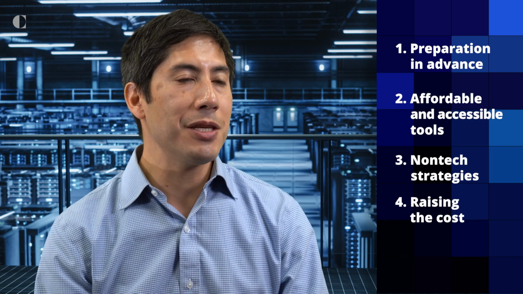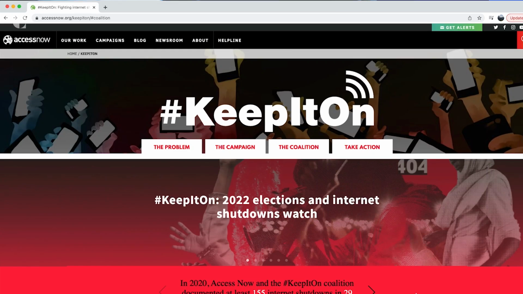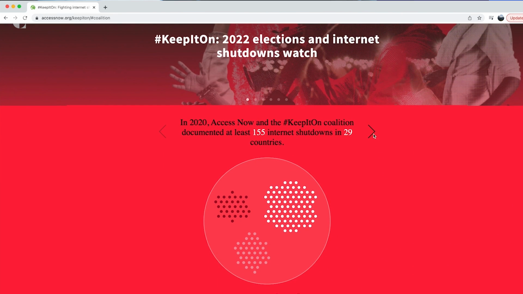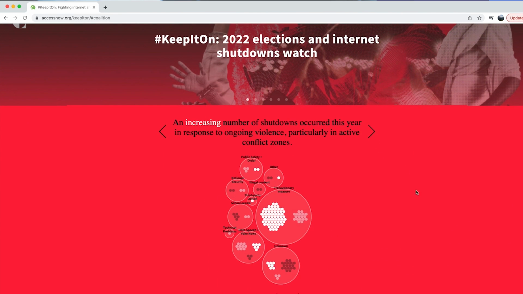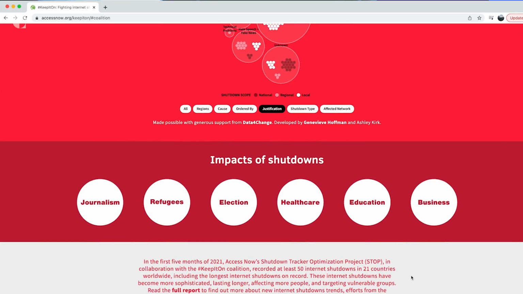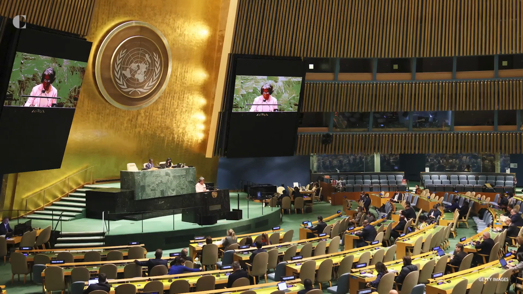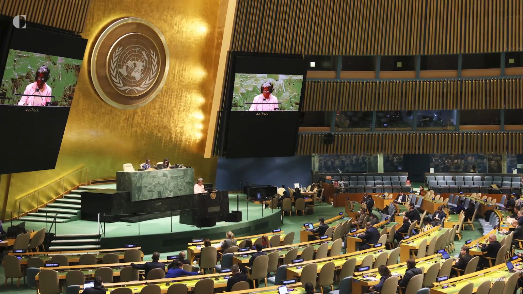Finally, raising the cost of shutting down the internet, such as building advocacy coalitions, accruing reputational damage against countries that shut down the internet, or incurring financial costs against these countries, is an important component of an internet shutdown strategy.